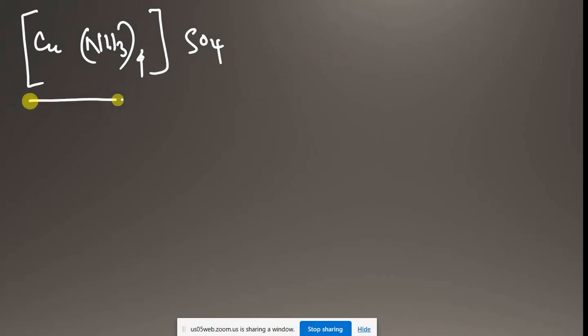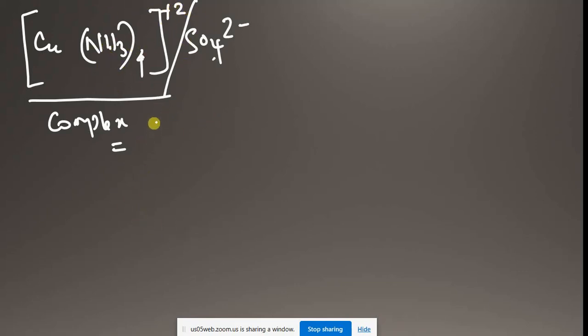This is a complex, right? The things which are under the coordination sphere are called a complex. Can you guess when this compound is dissolved in aqueous medium, what ions will be formed here? It will be divided into SO4 2 minus. So the charge of this complex will be plus 2, right? So now the charge of the complex is plus 2. So this is called a positively charged complex. Let me give one more example to you.